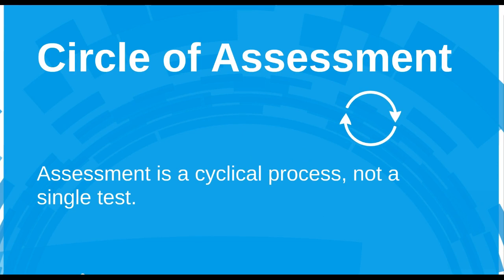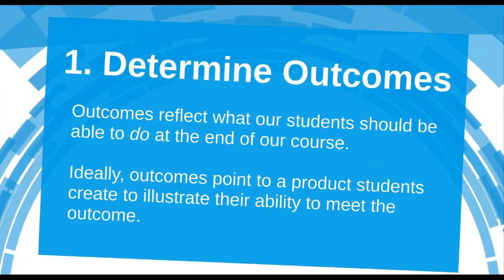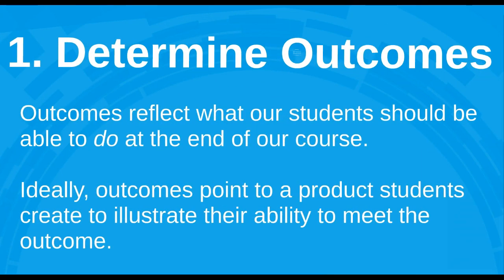The loop is a recursive process. It's used to design the course and then, each time a course is taught, to refine the course. The first step in the assessment loop is to identify outcomes for our course and then use these outcomes to develop unit-level learning outcomes.